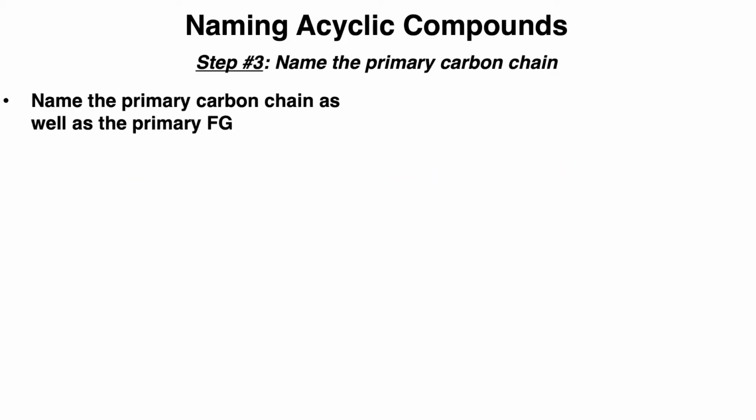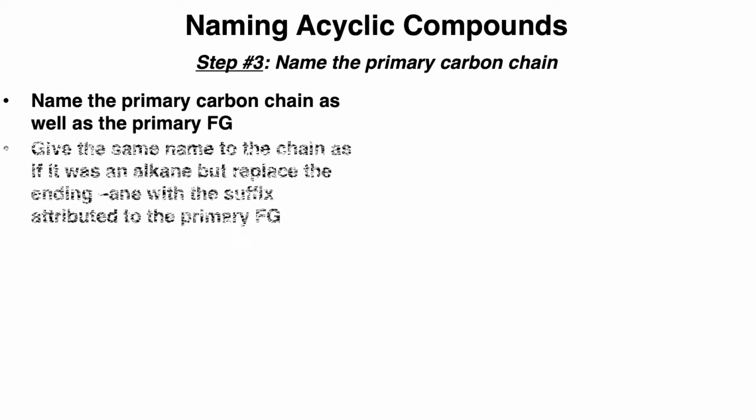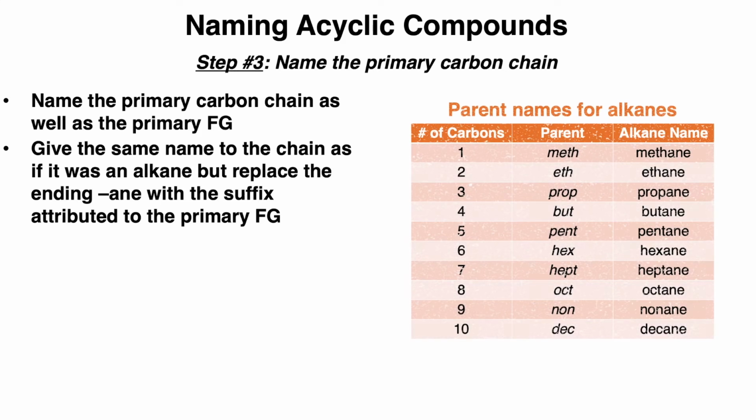Step 3, name the primary carbon chain as well as the primary functional group. To do this, you're going to give the same name to the chain as if it was an alkane, but replacing the ending -ane with the suffix attributed to the primary functional group. And a table of parent names for alkanes is shown on the right side in orange.